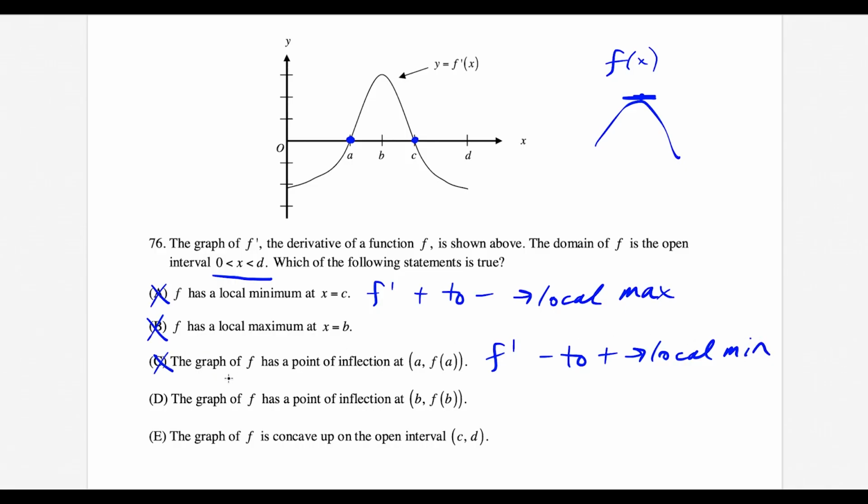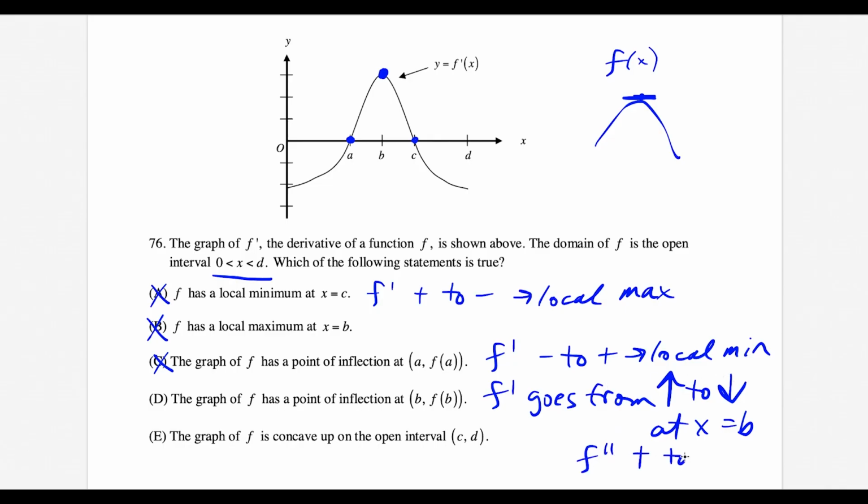Now choice D, we have a point of inflection at b, f of b. This one is true, because the second derivative changes from positive to negative at x equals b. We could say f prime goes from increasing to decreasing at x equals b. And if f prime goes from increasing to decreasing, that means f double prime goes from positive to negative at x equals b. So this tells us we have a point of inflection. This is going to be the answer.